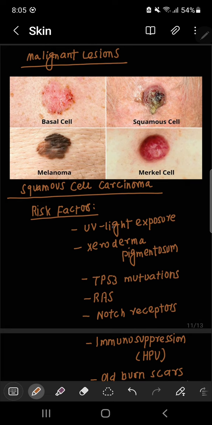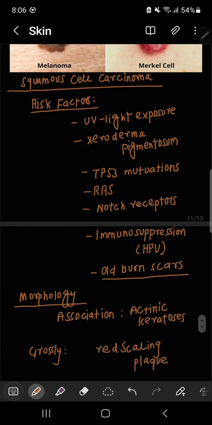That's basically a lot of UV light exposure, a rare disease, that's xeroderma pigmentosum, TP53 mutations, RAS mutations, and the loss of function mutations in the NOTCH receptors, which transmit signals that regulate the orderly differentiation of the normal squamous epithelia. Apart from that, immunosuppression, particularly in organ transplant recipients, and it's likely to be associated with human papillomavirus.